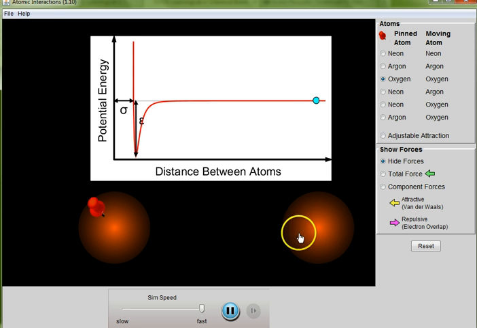You can see that the distance between the two atoms is huge, correct? There is absolutely no interaction between these two atoms. There is no attractive force and no repulsive force between them at this distance.